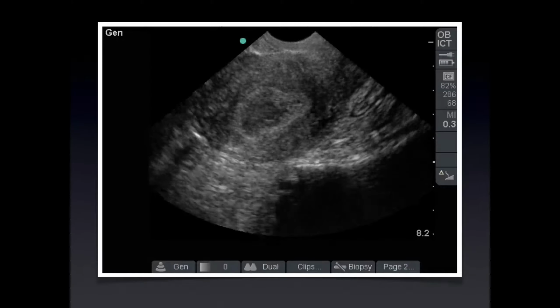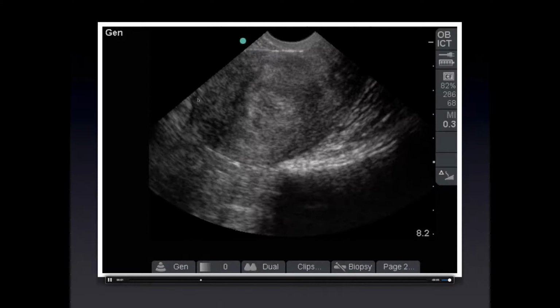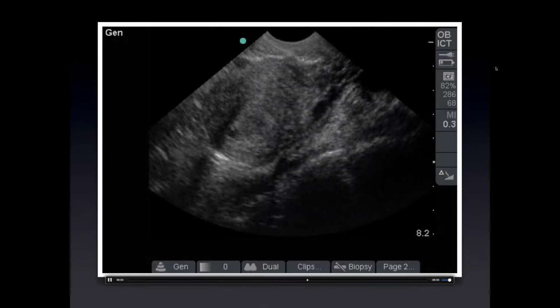Right here. We do not see anything located within the uterus. And so next we're going to look outside the uterus for free fluid. And I do not see any free fluid in the anterior cul-de-sac and the posterior cul-de-sac.